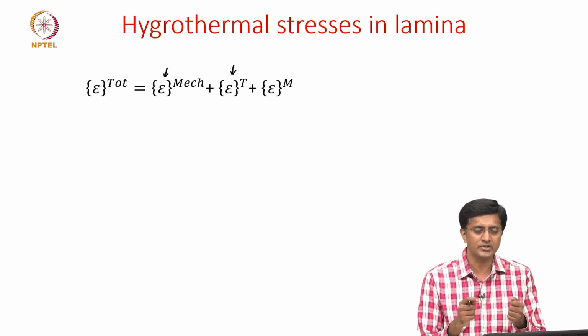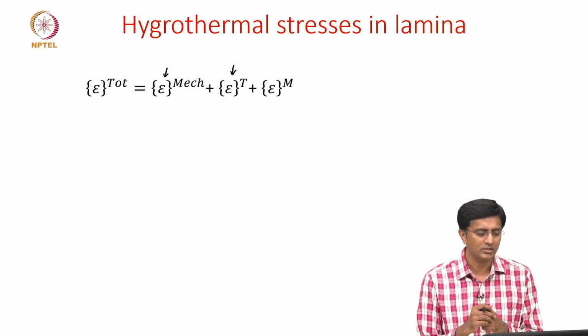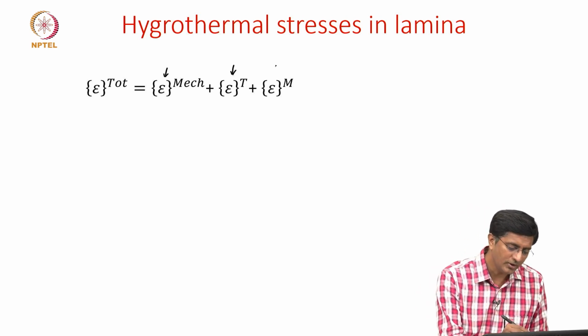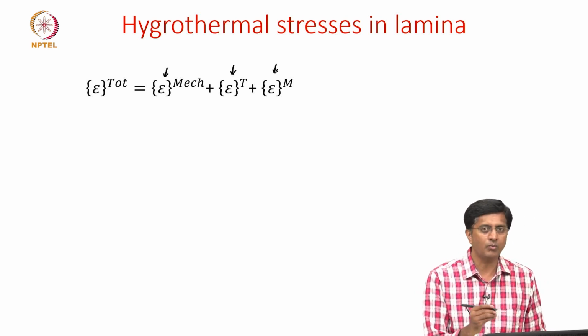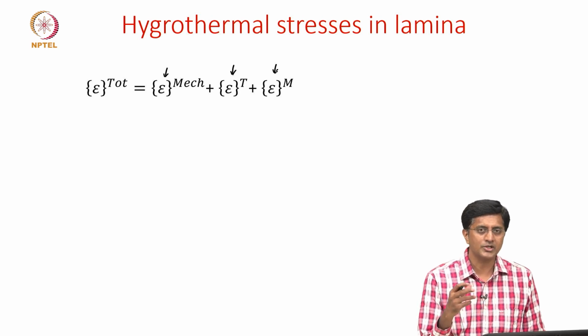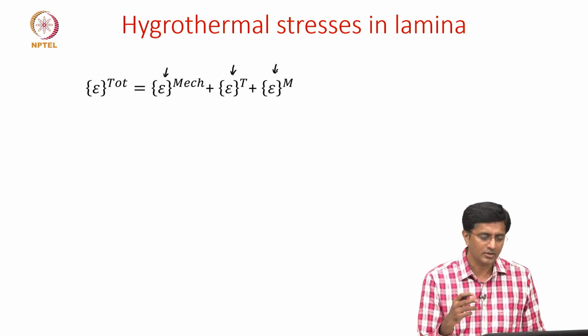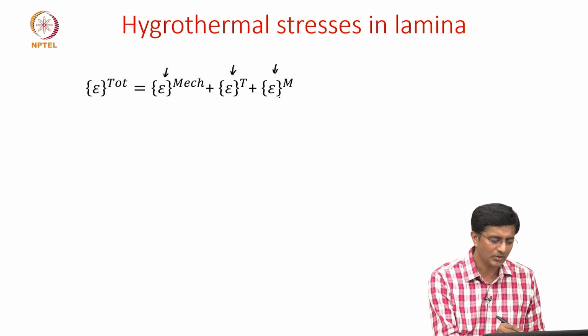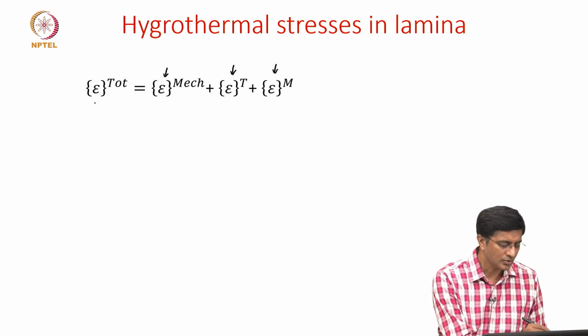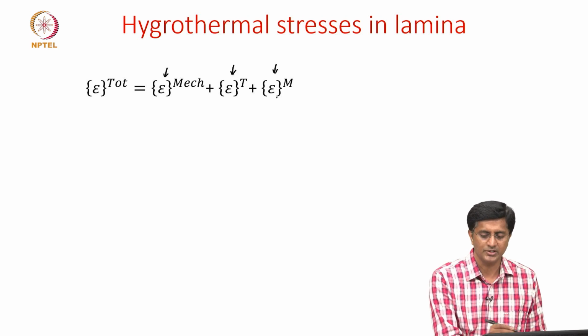Because of temperature, we said there is a CTE effect, the coefficient of thermal expansion alpha times delta T, which will give us the thermal strain. And similarly, because of moisture, the water concentration increases in a lamina, and that also brings in a strain which we call the hygro strain or the moisture strain. So here we said the total strain is just a sum of these three strains.